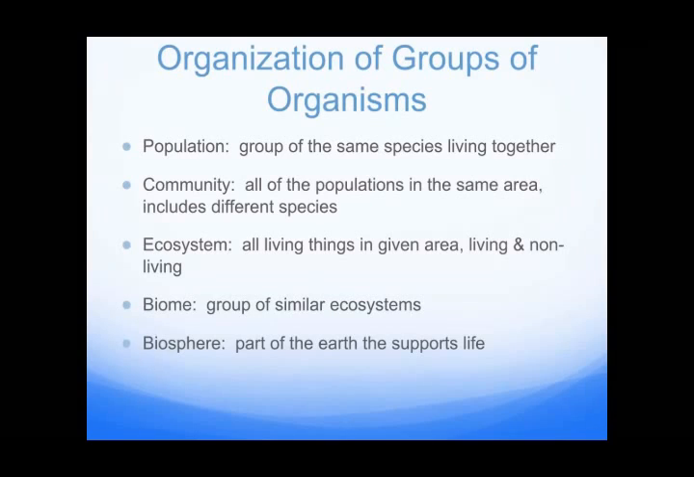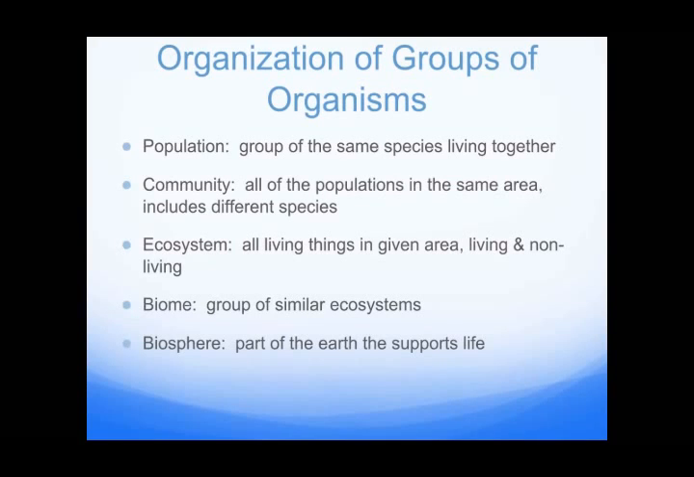So when we talk about nature and the living things that are living in our environment, we can talk about them in several different ways. And again, this goes from smallest to largest. When we talk about just a group of the same species living together, we're talking about a population. For example, we can talk about the population of deer that live in a forest. We simply go and try to estimate how many deer are out there based on censuses and counting. But that just talks about one species of organisms.